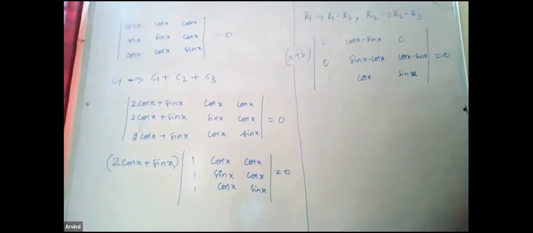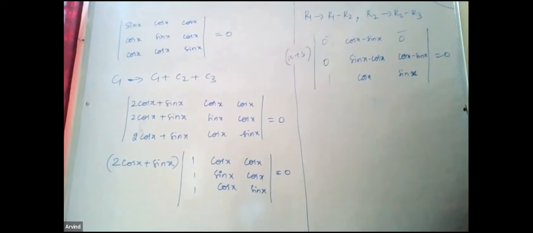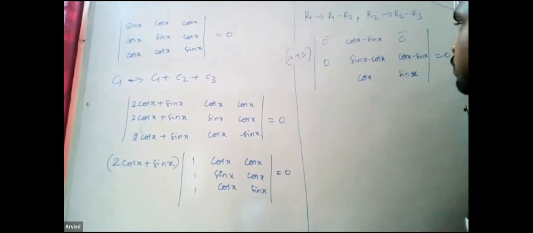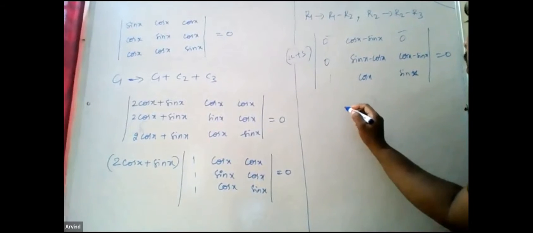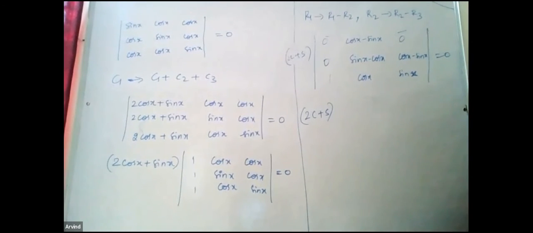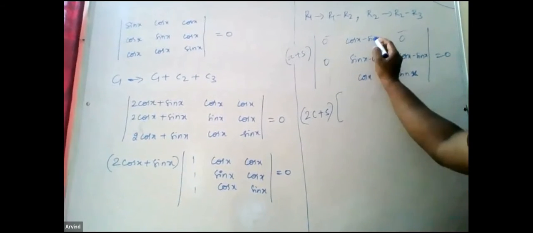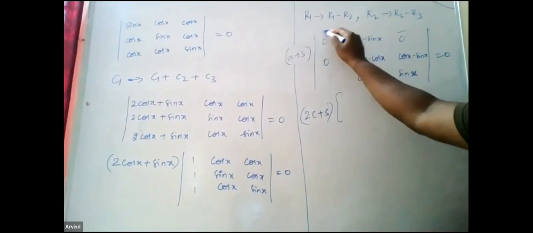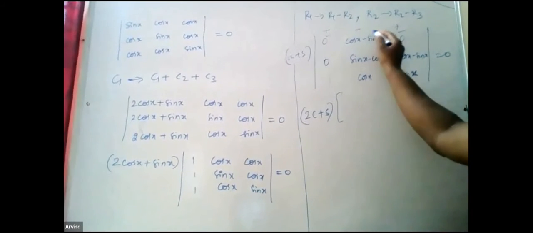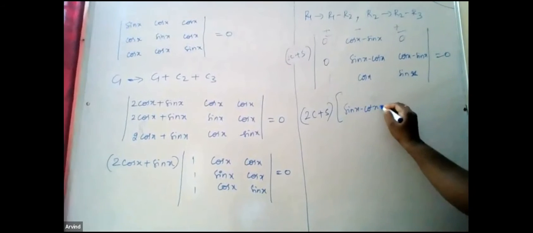Now let's find the determinant. Here there is 0 and here there is 0, so let's leave the first and last, and we'll only concentrate on the middle one. If you concentrate on the middle one, what do you get? 2 cos x plus sin x, that I have taken, and then this is minus. You know the sign pattern plus minus plus. So minus of this, reversing it, directly gives sin x minus cos x.